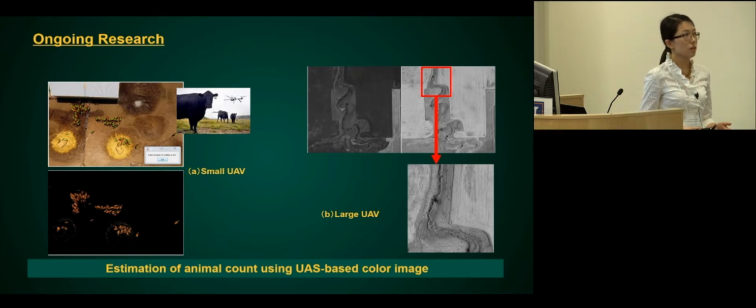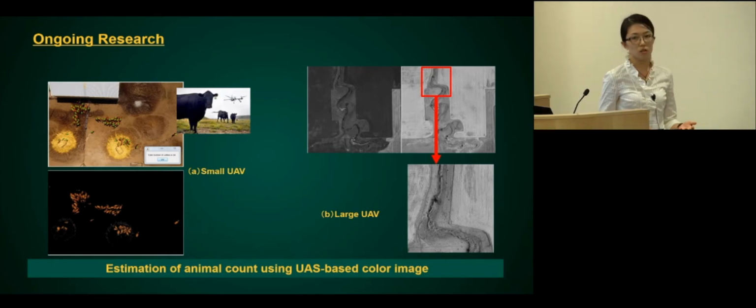But on some occasions, like in large size feedlots, we cannot use the smaller UAVs because the flight time is limited and it is time consuming in a large field. So we choose the large size UAVs like the fixed wing UAVs. Also, in large size feedlots, we cannot identify the animals just using color features. So we need more features.